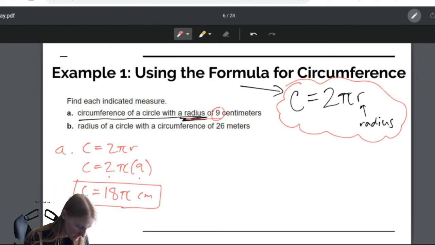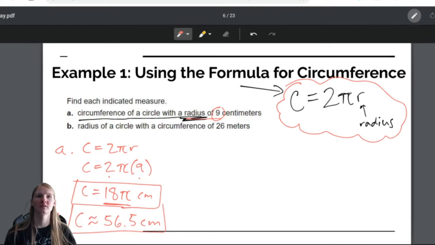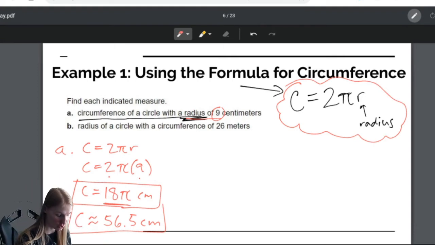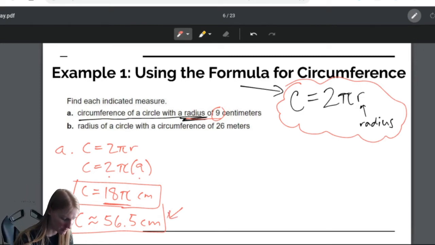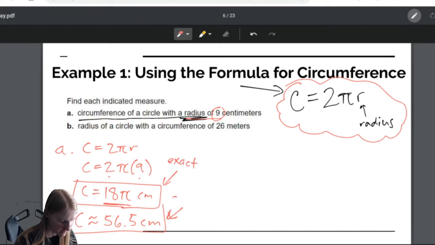But if we want to approximate, we can just put this in a calculator, 18 times pi, and we will get approximately 56.5 centimeters. I prefer this answer, because what does 18 pi centimeters look like? I don't know. But I do know what 56.5 centimeters looks like. So I prefer this type of answer. But know that if you want it in exact form, this is exact, and this is an approximation.